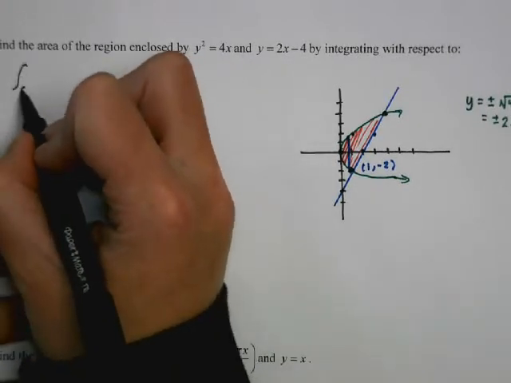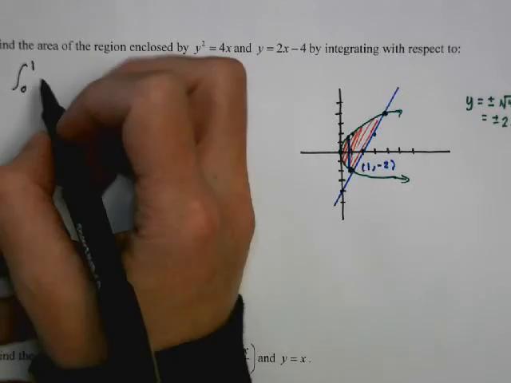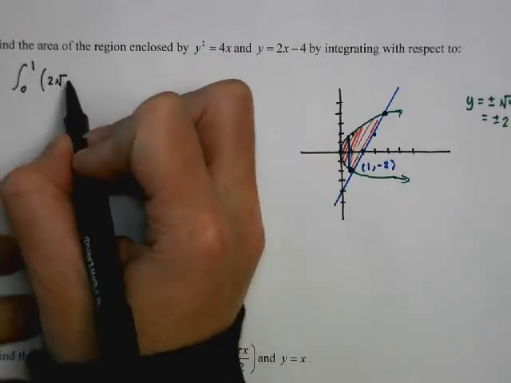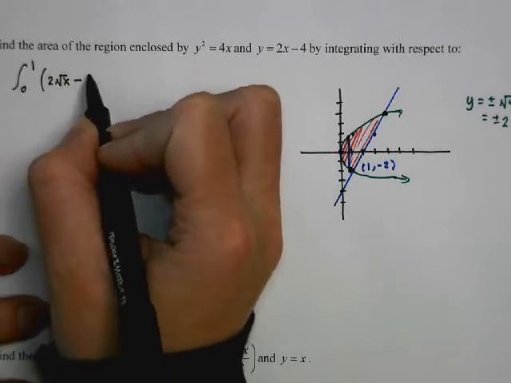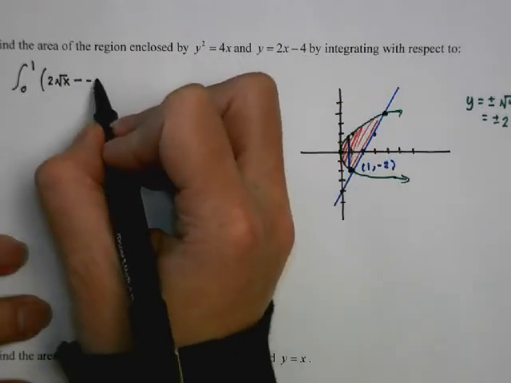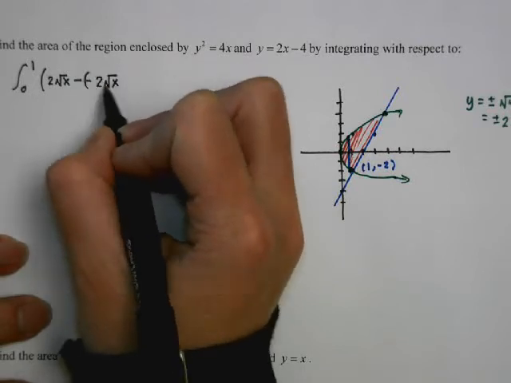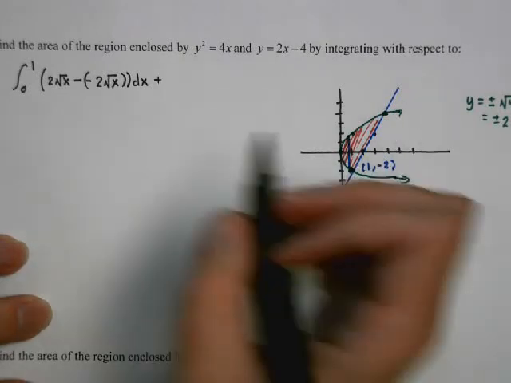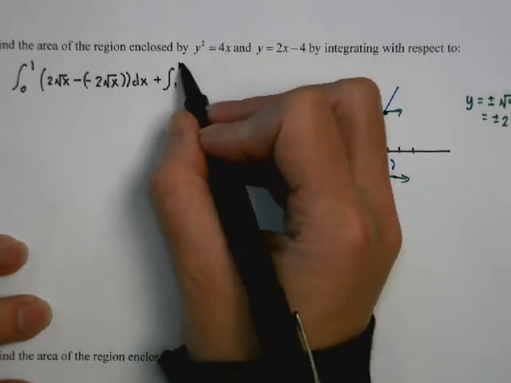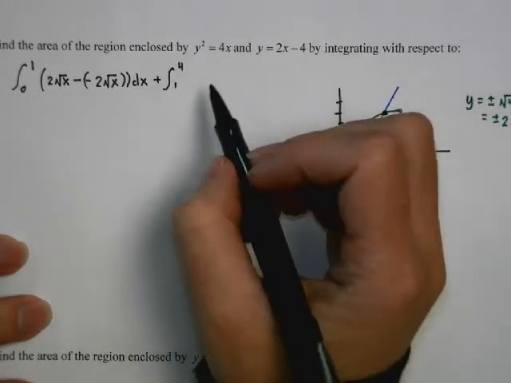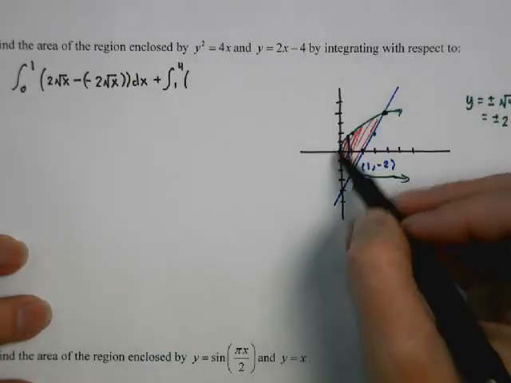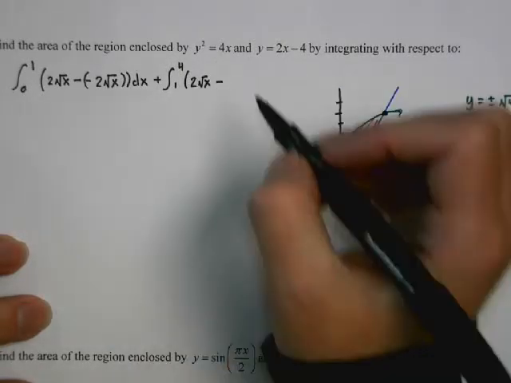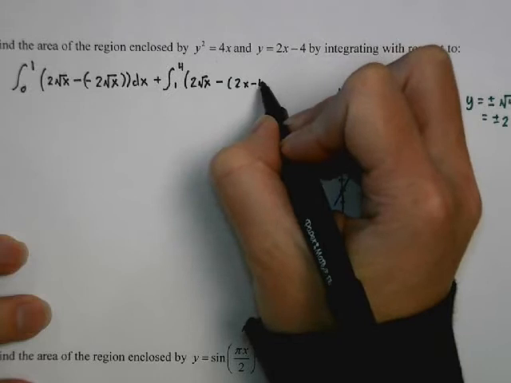So this is going to be the integral from 0 to 1 of the top, which is 2 root x, minus the bottom, which is negative 2 root x. And then we're going to add that to the integral for the rest, which is going to be the integral from 1 to 4, because that's that intersection. The top is 2 root x. The bottom is going to be the line, so 2x minus 4.